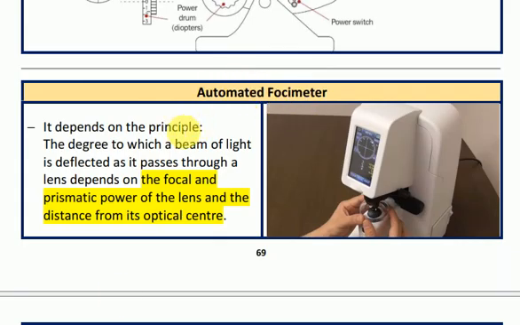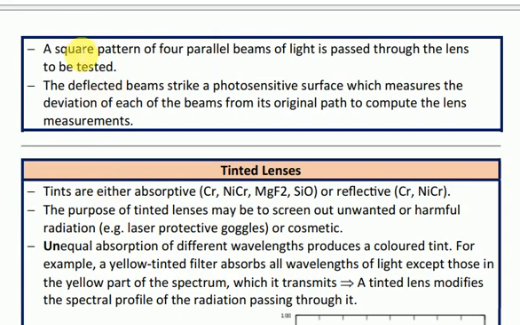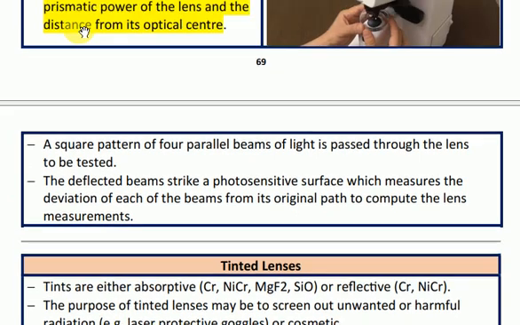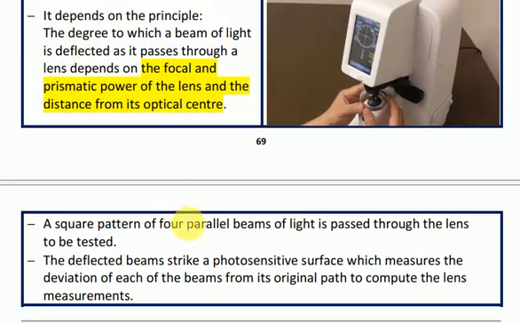The automated focimeter depends on the principle that the degree to which a beam of light is deflected as it passes through a lens depends on the focal and prismatic power of the lens and the distance from its optical center. In the automated focimeter, a square pattern of 4 parallel beams of light is passed through the lens to be tested. The deflected beams strike a photosensitive surface which measures the deviation of each of the beams from its original path to compute the lens measurement.